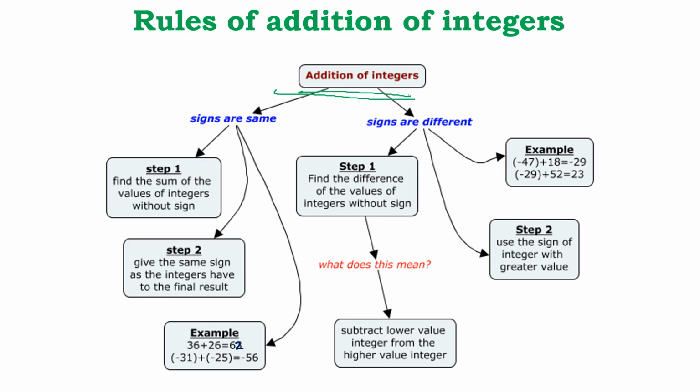Addition of integers. When signs are same, same means if two numbers are given, either both of them are positive or both of them are negative, then step 1 says find the sum of the values of the integers without the sign. When two integers are given to you with the same sign, first you add them. Then what you will do? Give the same sign as the integers have to the final result.